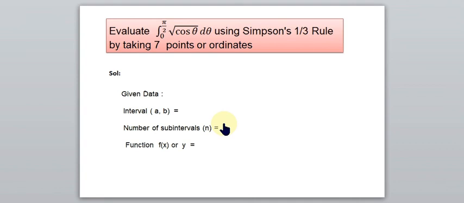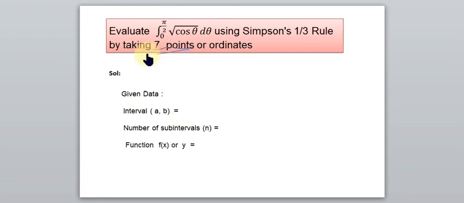In this problem we have to divide the interval 0 to pi by 2. The function is root cos x, and the methodology of the procedure is Simpson's 1/3 rule. Here one important point you need to remember: they mentioned the number of points, not the number of subintervals.